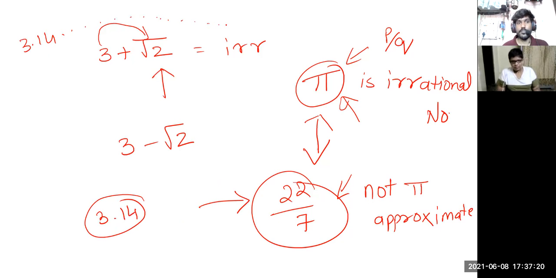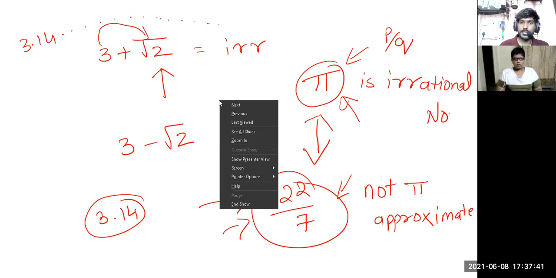And whenever you get something in decimal form which is never ending, then that is an irrational number. So this 22 upon 7 is just an approximate value of pi. It is not the exact value of pi. Have you understood up to here?